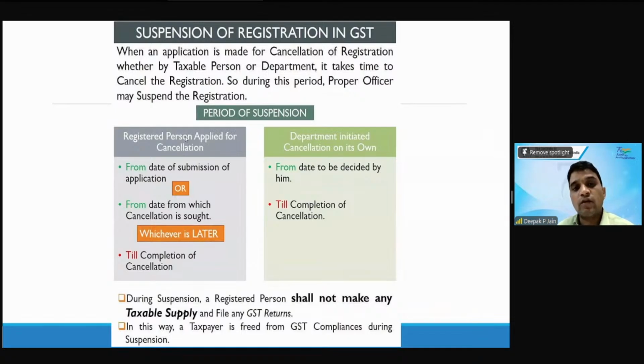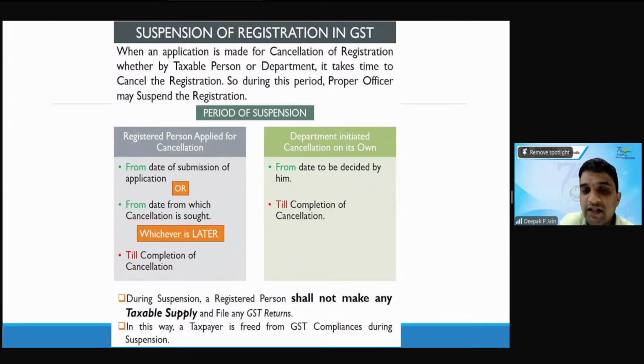During suspension, what will happen and what period the suspension will be there? If you have applied for cancellation, then from the date of the submission of application or from a previous date. So in your cancellation, like how in registration we can register from a prior date, that is from the date when you are liable, when there is a registration under section 22, you have to mention the date from where you're liable for.